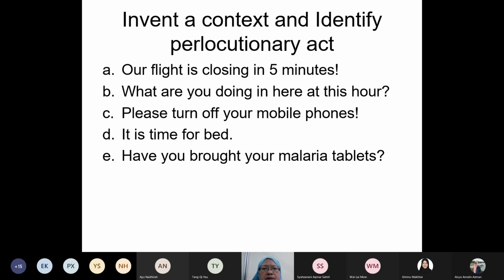So this is what we're going to do. For example, what are you doing in here at this hour? You have to come up with a context. You must think about the place and the time. At this hour is usually either very late at night or very early in the morning, something not usual. At a very uncommon time. Then you say this. What do you think the perlocutionary act will be?